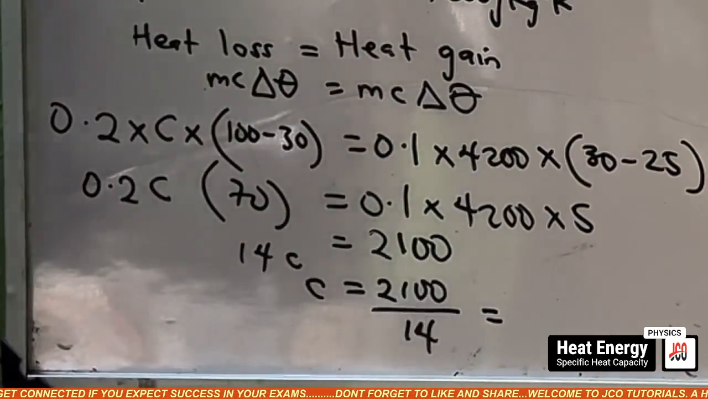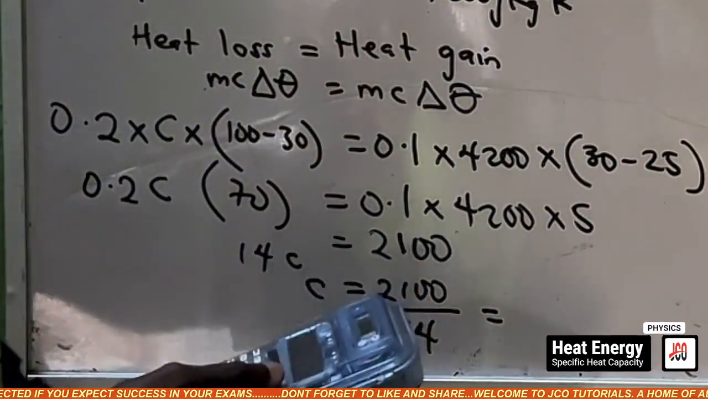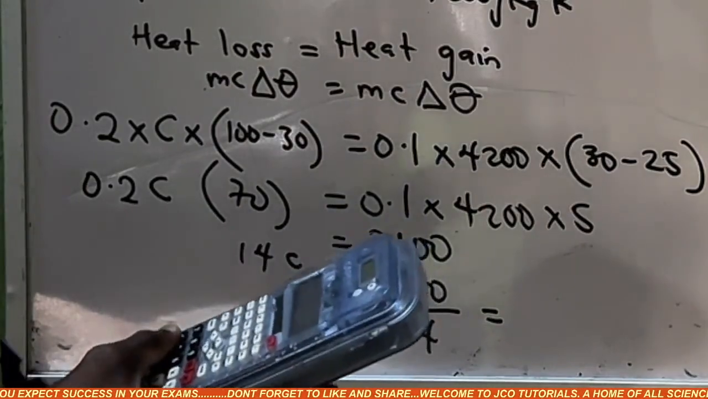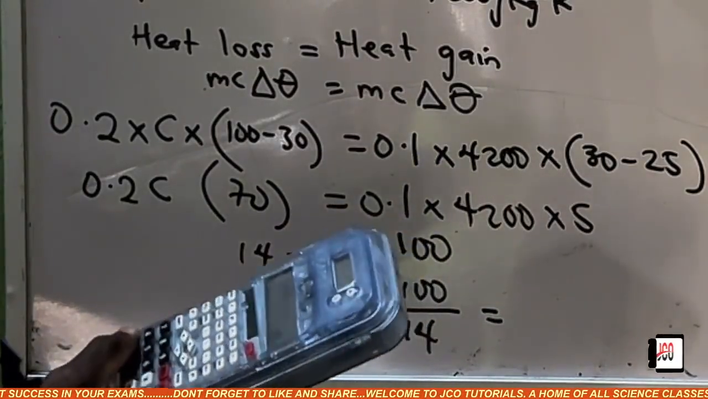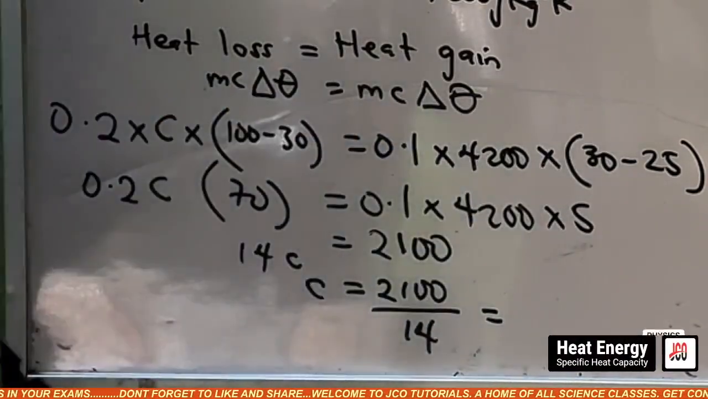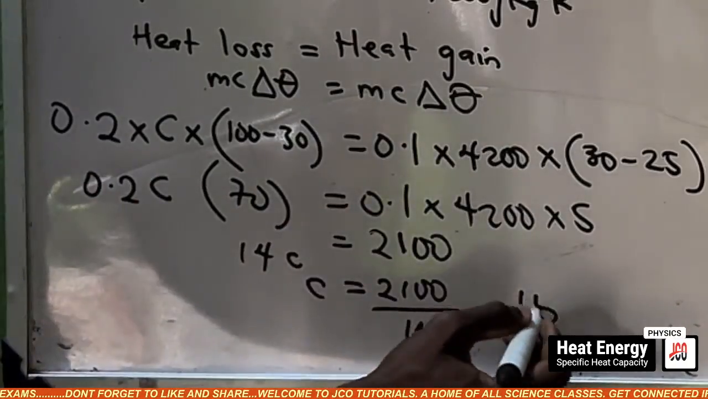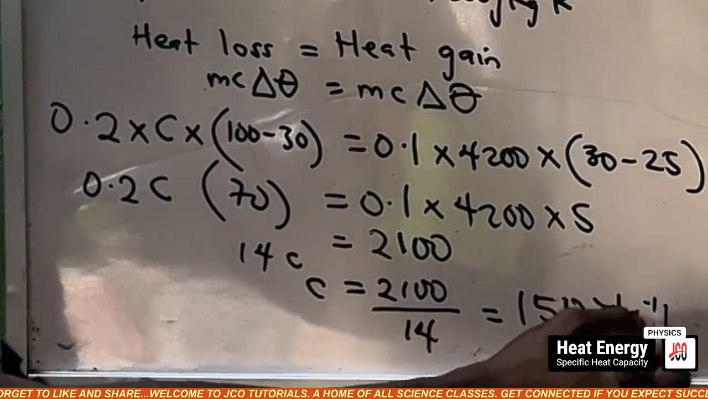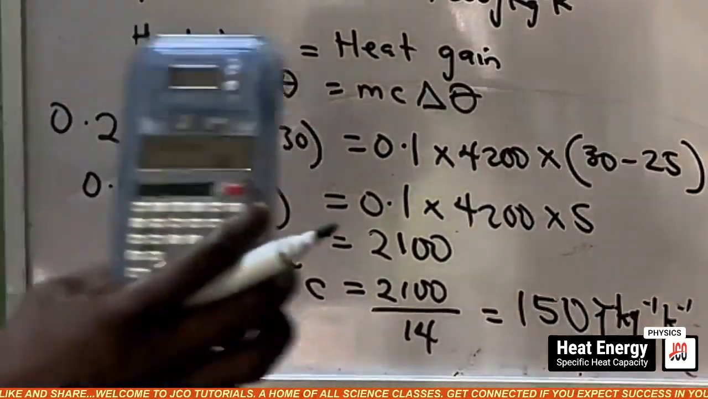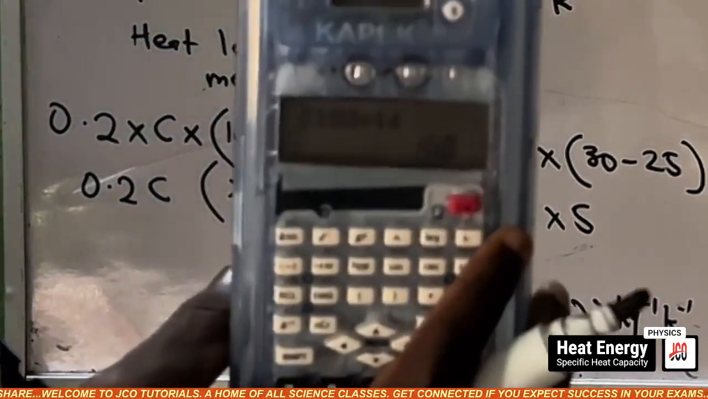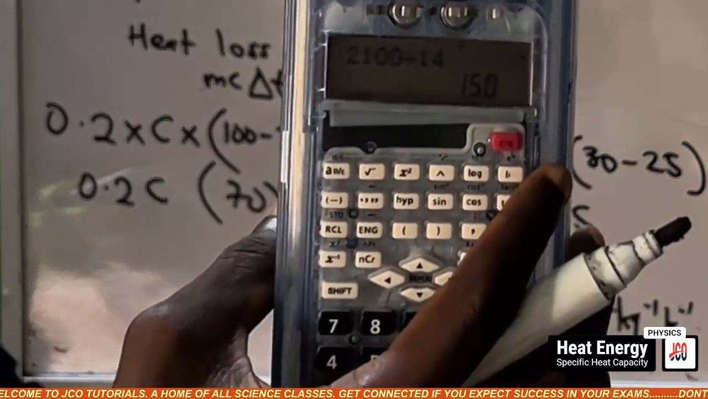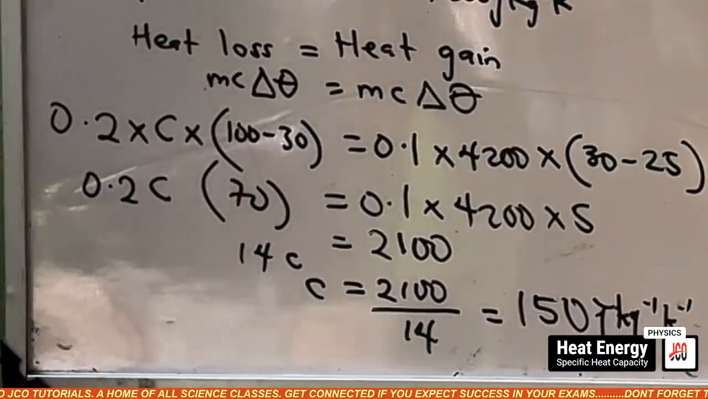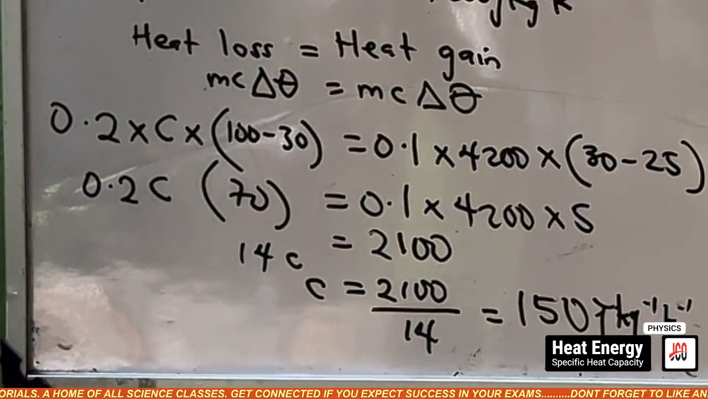Please always press your calculator to be sure of what we are doing. Not that when you get to the exam hall, you are confused on how to use your calculator. When you divide now, you're going to have 150 joules per kilogram per Kelvin. That's what we got here. 2100 divided by 14 gives us 150 joules per kilogram per Kelvin.